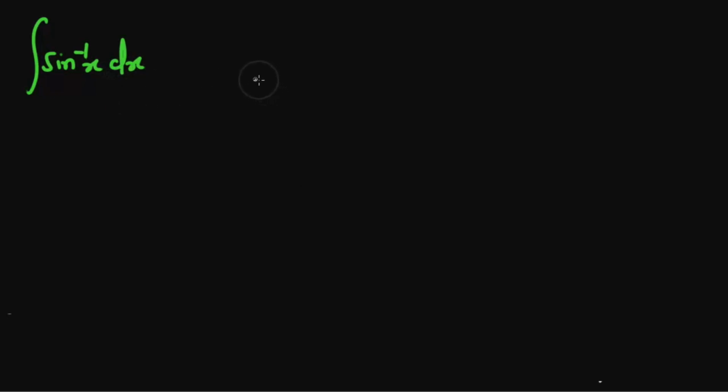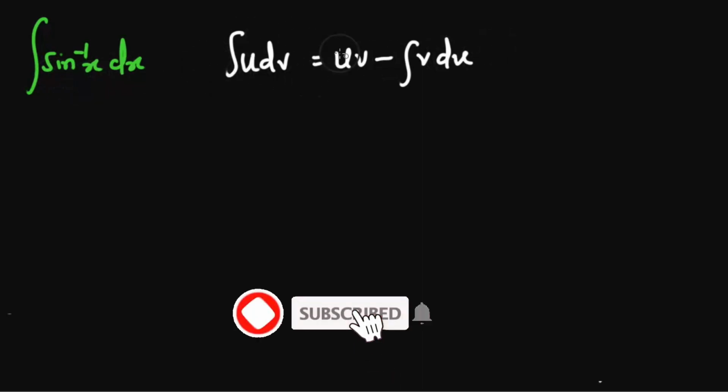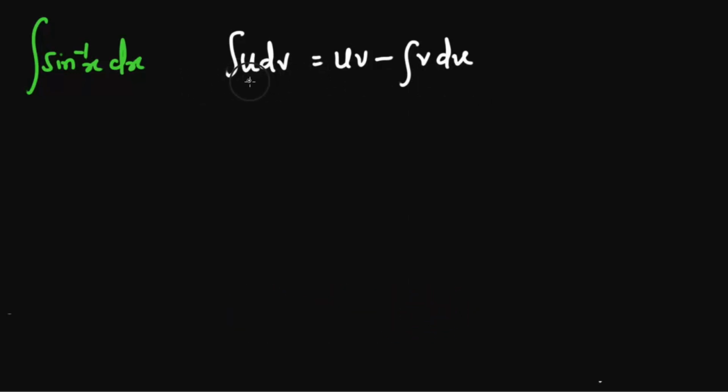Now, what's the formula for integration by parts? We have that to be the integral of u dv equals uv minus the integral of v du. For integration by parts, we usually have two functions multiplying each other. One of the functions will be u, the other will be dv.